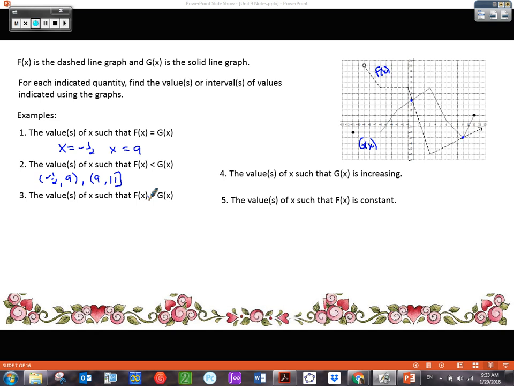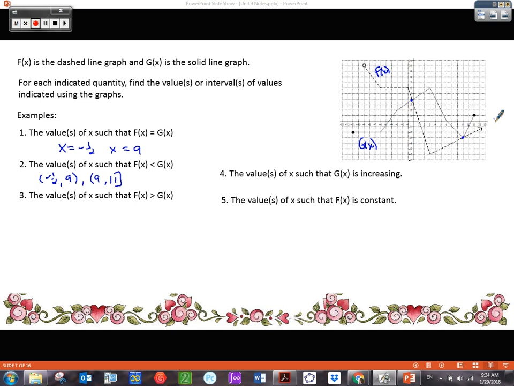Exactly, because at -1/2 and 9 they're equal, but at 11 it really is less, isn't it? It's really less. It's not the same. So I should include 11, and that's actually as far as I can go because this stops. Okay, so just be careful which type of bracket you're using.